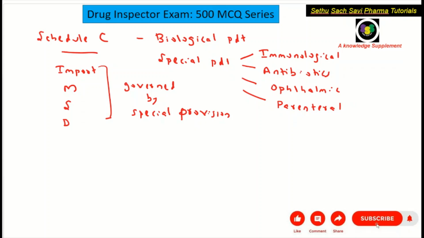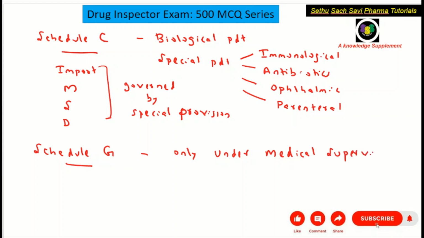Now coming to Schedule G, they are the list of drugs to be used only under medical supervision. And in the label the word caution would be there, followed by a sentence, it is dangerous to take this prescription except under medical supervision. So this drug has to be taken only under medical supervision. In the label the word caution would be there.